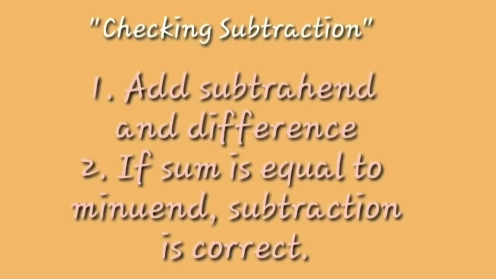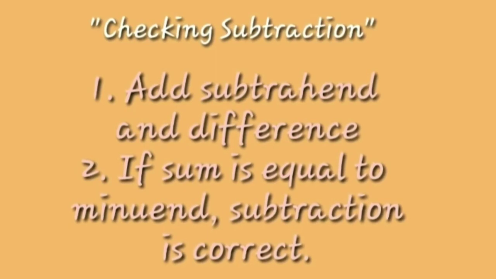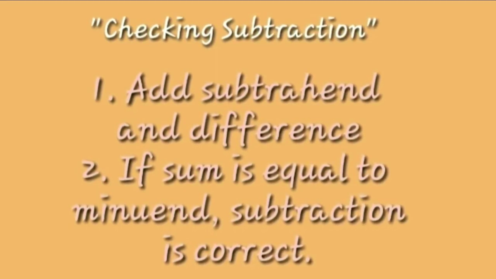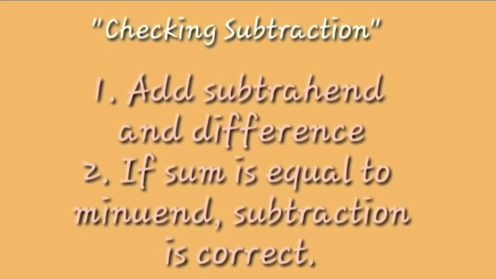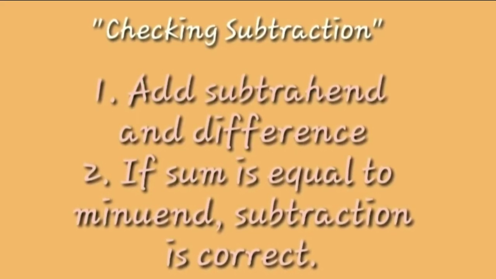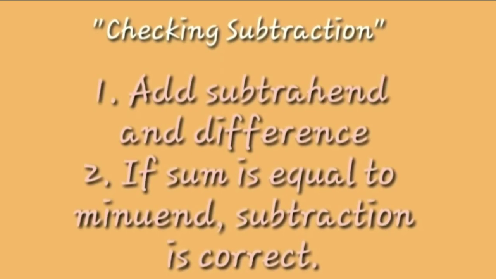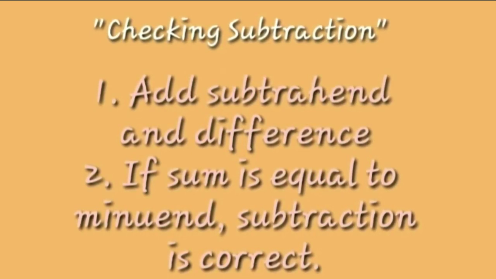After that, we have studied about how to check the subtraction. For checking the subtraction, what we do? We just add the difference obtained and the subtrahend. If the sum is equal to the minuend, the subtraction is correct, otherwise there is a mistake in the calculation.